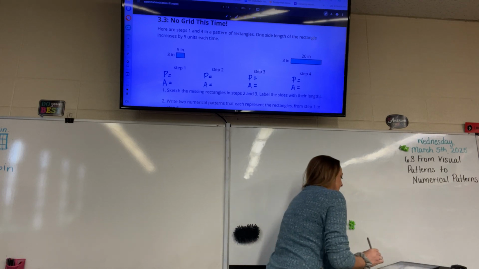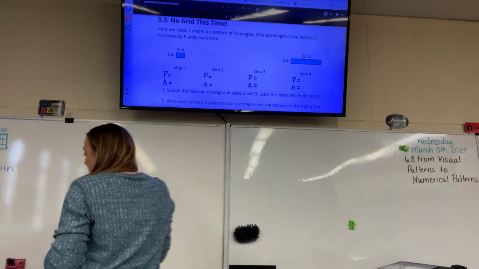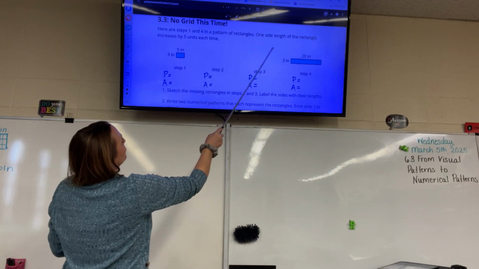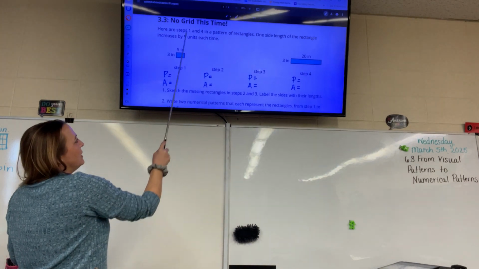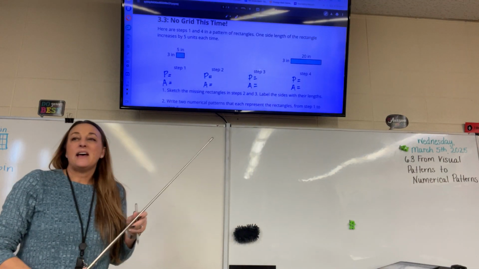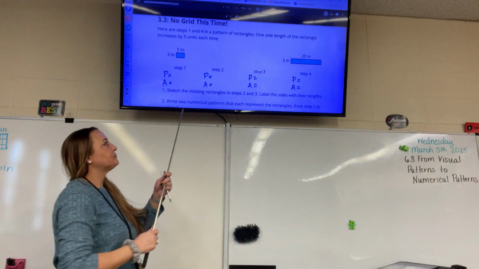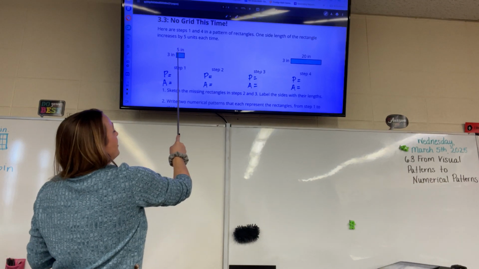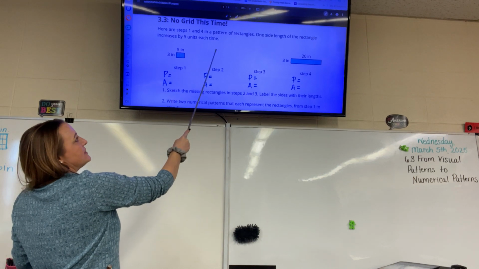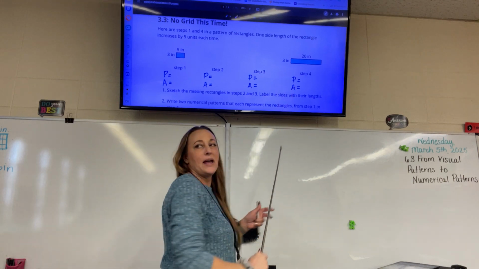Okay. It says here are steps 1 and 4 in a pattern of rectangles. One side length of the rectangle increases by 5 units each time. Do you see how this is 3 and this is 3? So that means that in step 2 and 3, that side's also going to be 3, right? But the side length on top is going to increase by 5 each time. So if this one's 5, what's the top of this one going to be? 10. No, 15. 20. Okay, does that make sense?